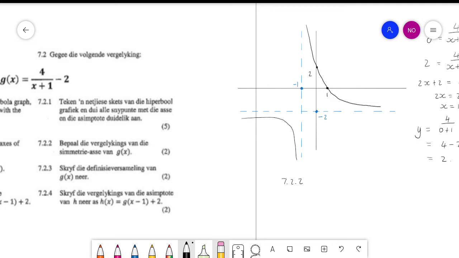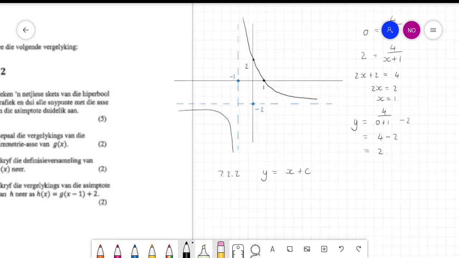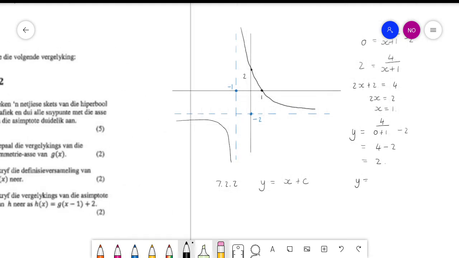So remember we have one that looks like this. Y is equal to X plus C. And then we have another one that looks like this.